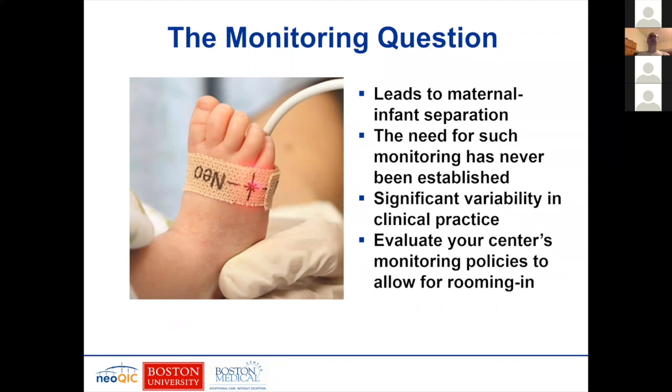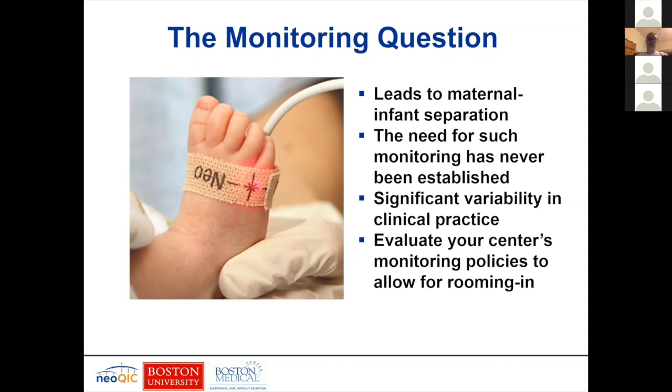For instance, in our postpartum unit, we didn't have the ability to do in-room monitoring for the babies. So the babies would go into the physical nursery to be placed on a monitor if they were started on medication. So the question is, is this necessary? What is the evidence to support monitoring? And we know that there's significant variability in practice.